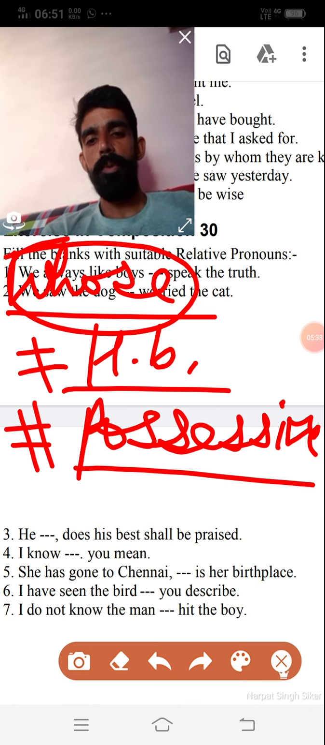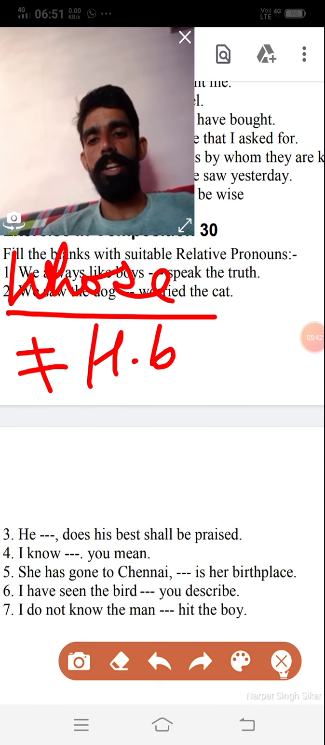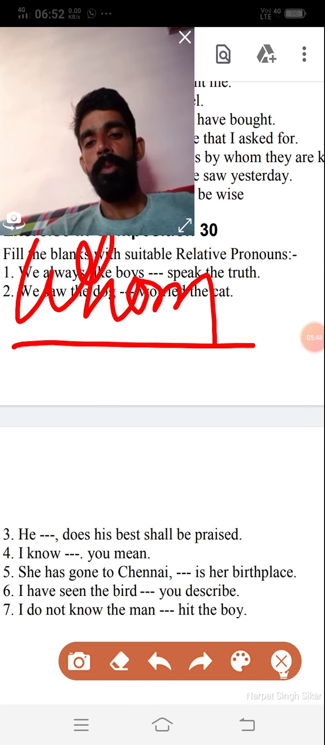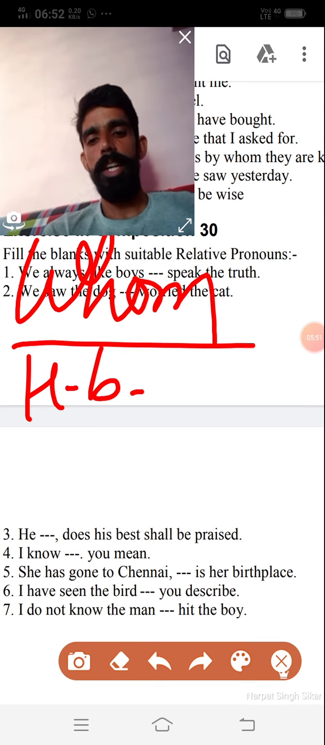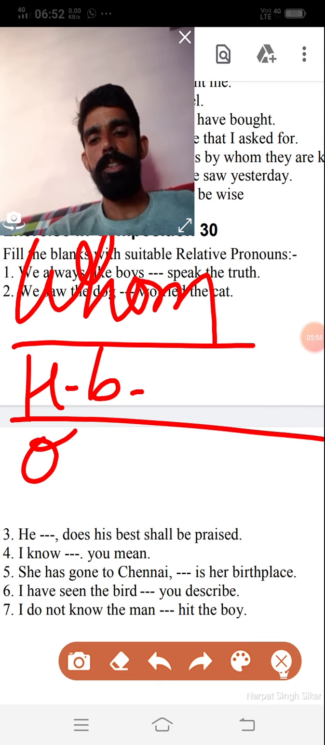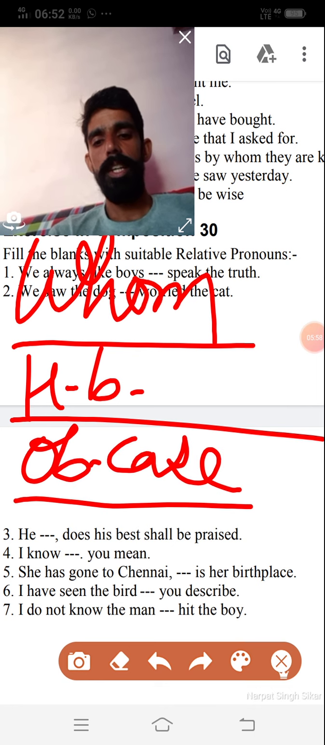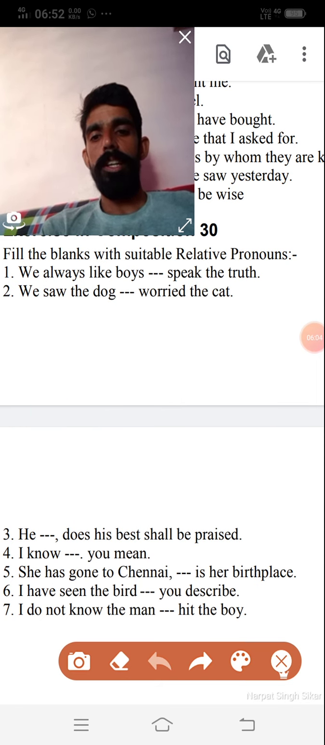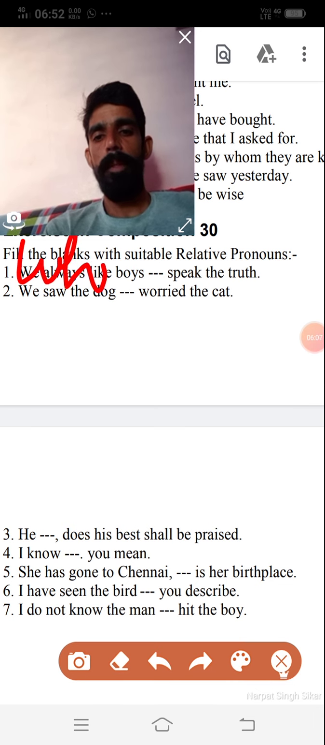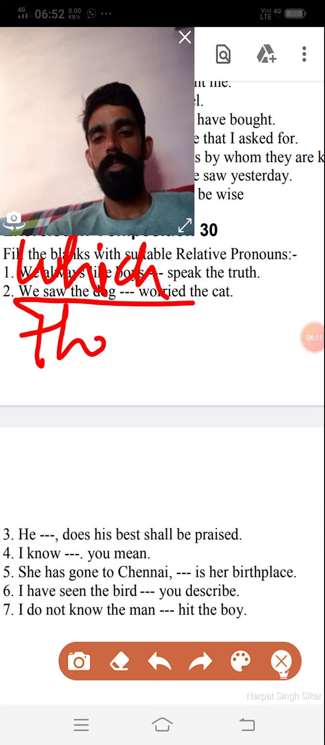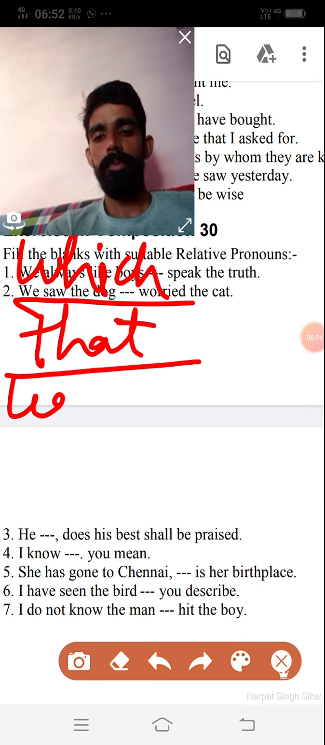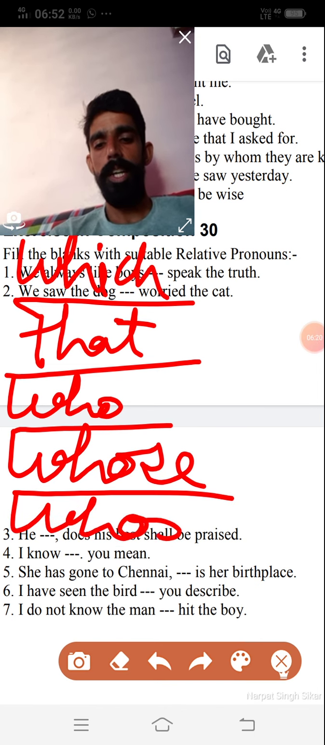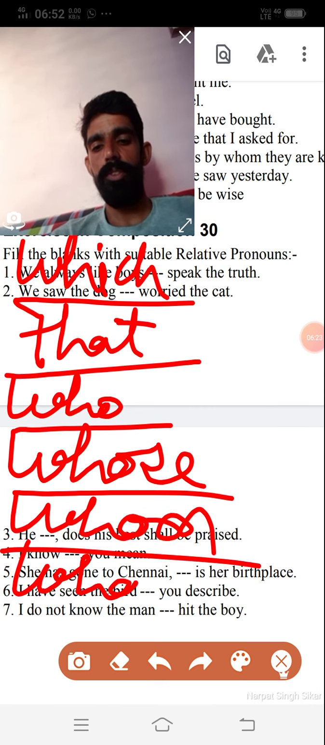So the case of whose is possessive, and the last relative pronoun is whom. Whom is also used for human beings and it is used in the objective case only. So these are the relative pronouns. The first relative pronoun you can see is which, then that, who, whose, and whom. And sometimes we can see questions on what also.